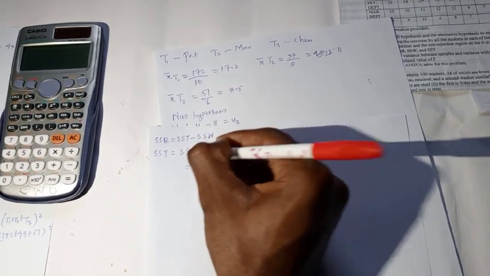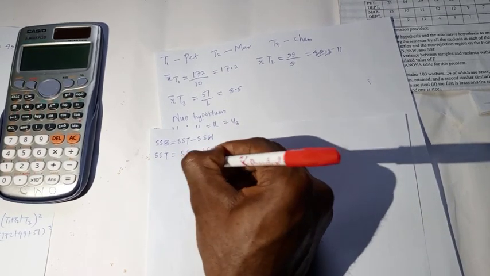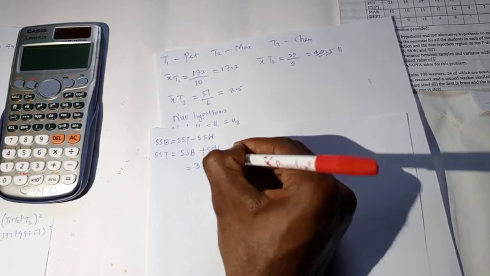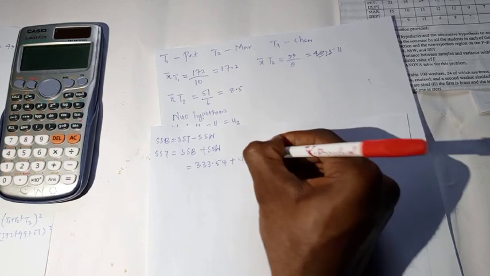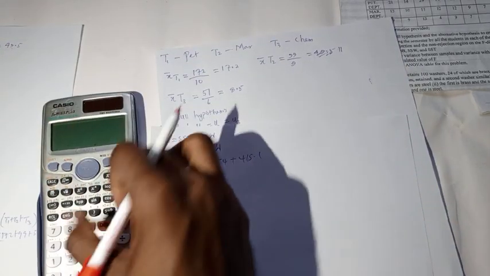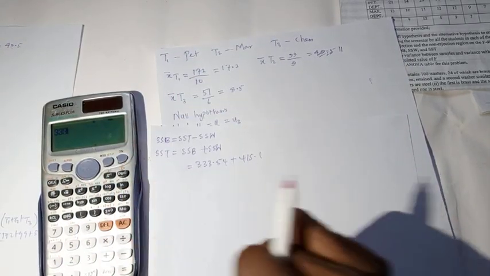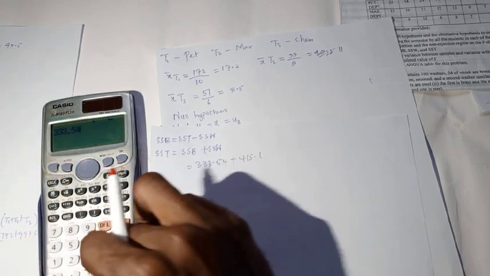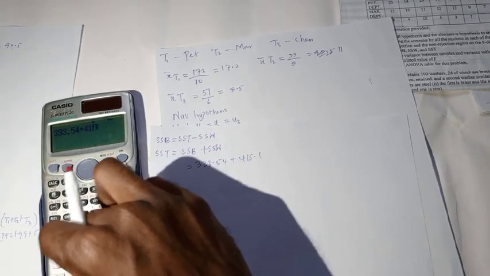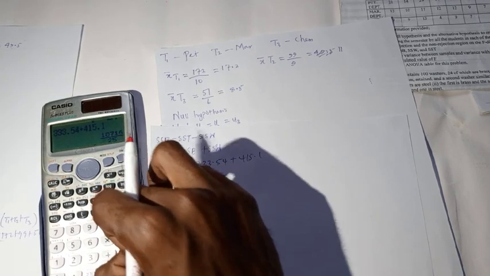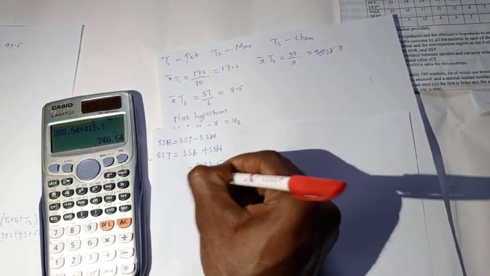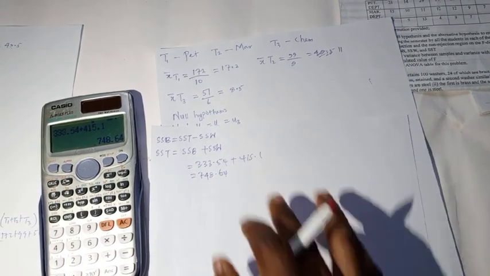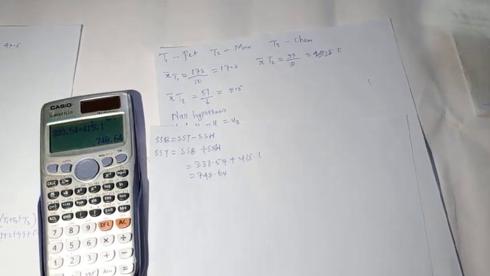So if that is the case, we have 333.54 plus 415.1. If I do the maths on my calculator, I have 748.64. So this is the value of our SST.